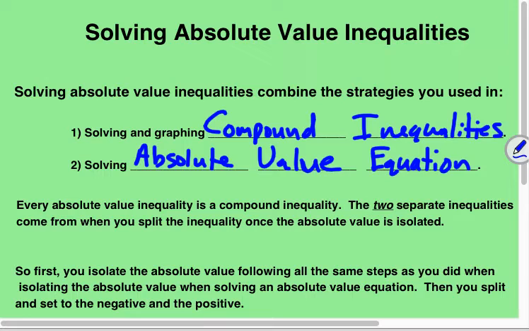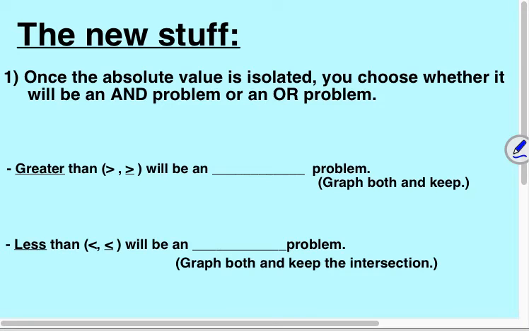Every absolute value inequality is a compound inequality. Two separate inequalities come from when you split up the inequalities once the absolute value is isolated. So we've got to isolate our absolute value. We'll talk about that in a little bit. First you isolate the absolute value, following all the same steps that you did when isolating absolute value equations, and then you split and set to a negative and then set to a positive. We'll explain that in a second here.